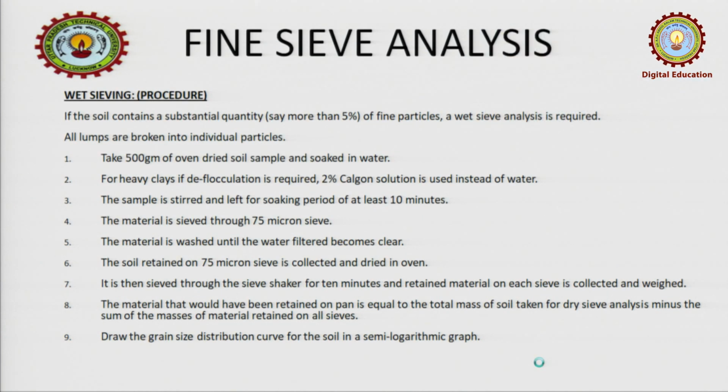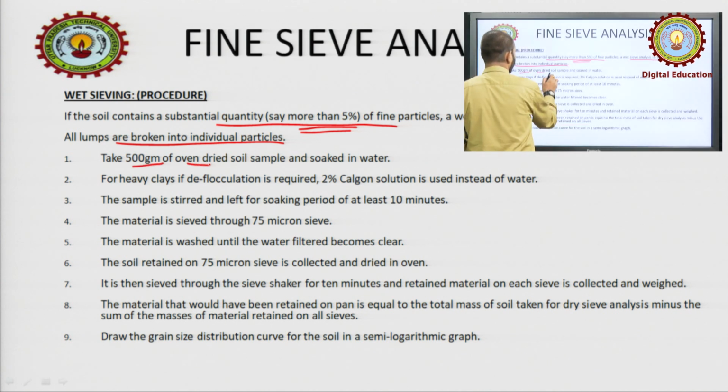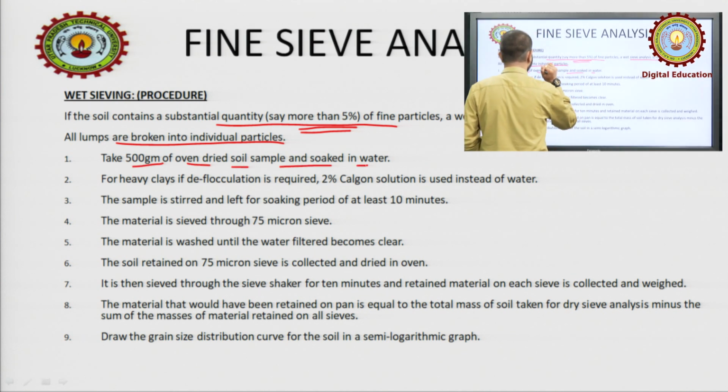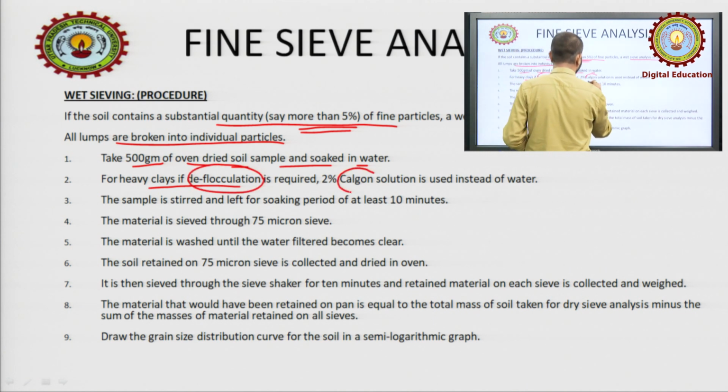Again, in the wet sieve, what is the difference? Here, the quantity of fines is more than 5%, hence a wet sieve analysis is required. So, what is done? First of all, lumps are broken. Then 500 grams of oven-dried soil is taken and soaked in water. For heavy clays, deflocculation is done using Calgon solution.